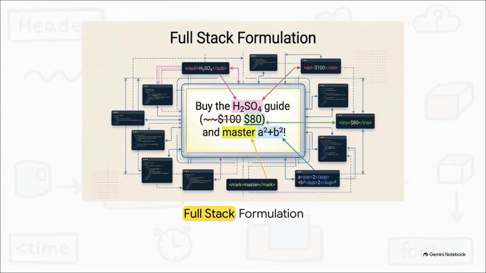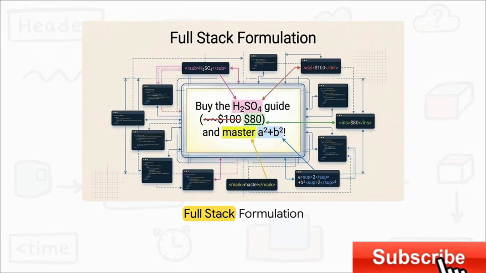And here is exactly why that protocol matters. It allows you to build a beautifully complex web element. Take a sentence like this. Buy the H2SO4 guide, was $100, now $80, and master a squared plus b squared. It reads super simply on the canvas, right? But the underlying architecture is working overtime. We have the sub tag dropping the numbers in the acid formula. We have del striking out the old price, paired up with ins underlining the new one. The mark tag is highlighting the word master, and the sup tag is lifting those algebra exponents. It's like a giant puzzle, and they all work seamlessly together in a single perfectly coded block.